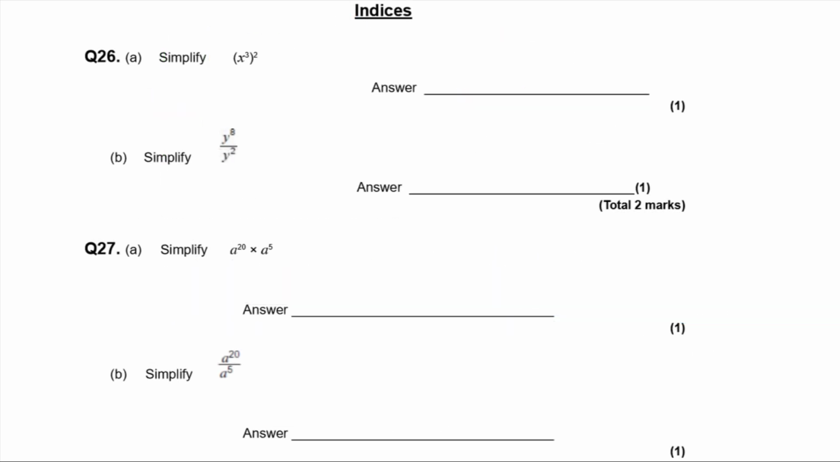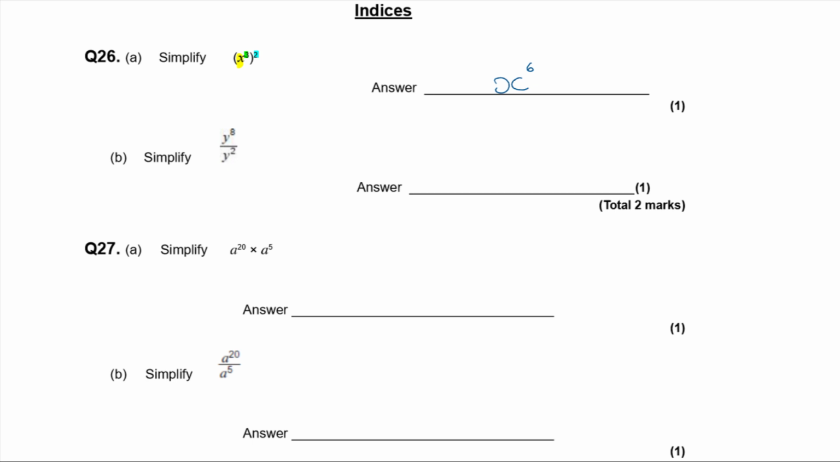Next up, we've got indices. You need to remember your various laws of indices. When you multiply numbers with the same base, you add the indices. When you divide numbers with the same base, you subtract the indices. And when you raise an index to a power, you multiply the indices. The first one here is x raised to the power of 3, which is then raised to the power of 2. We work that out by multiplying the two indices together. That's x to the 3 times 2, which is x to the 6.